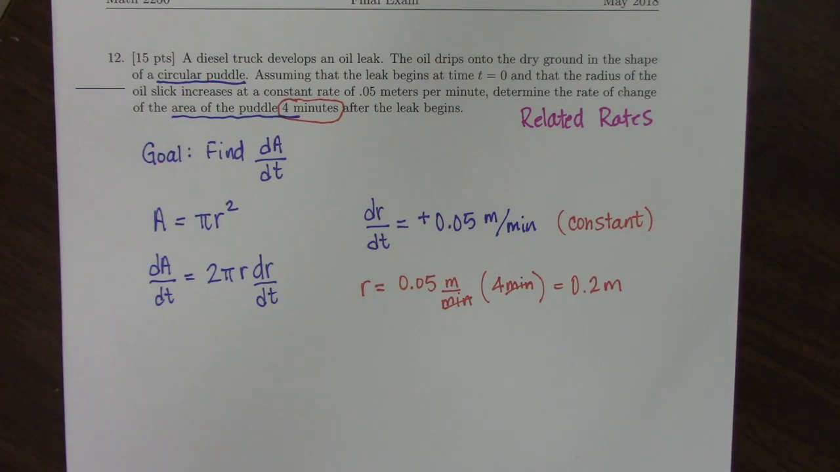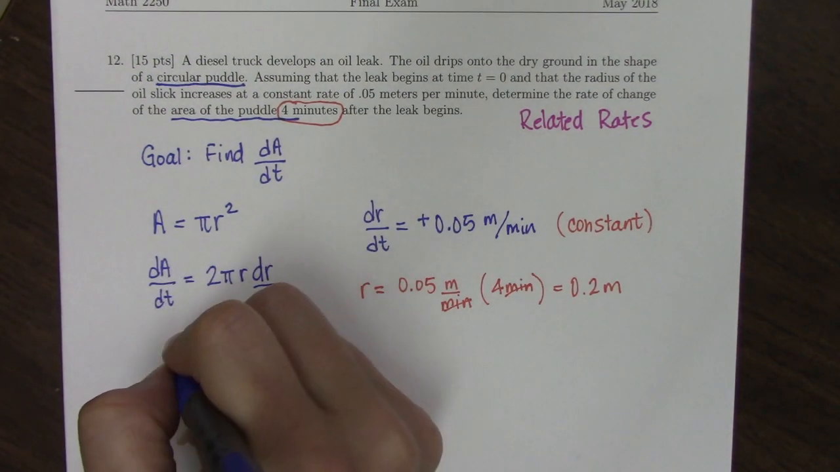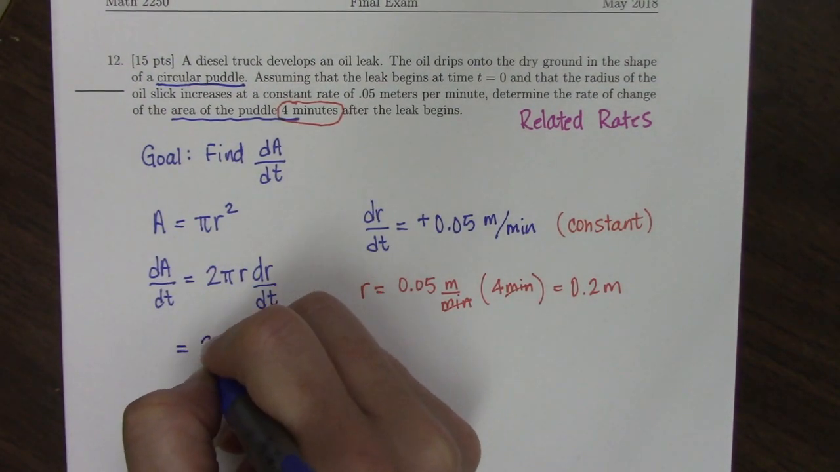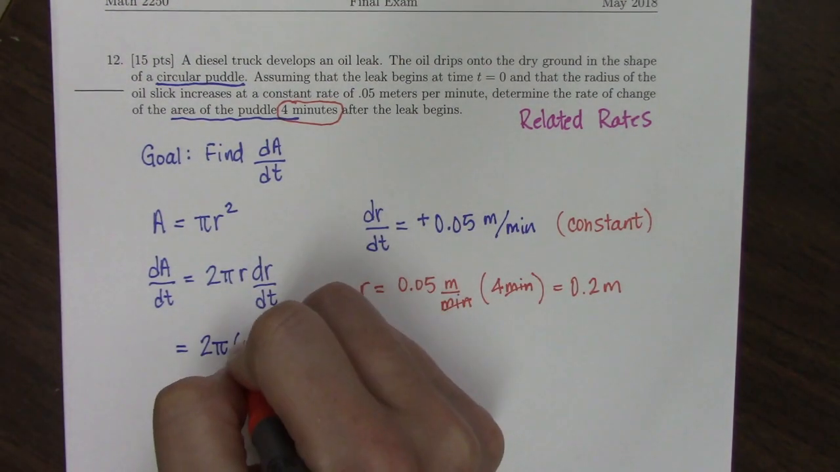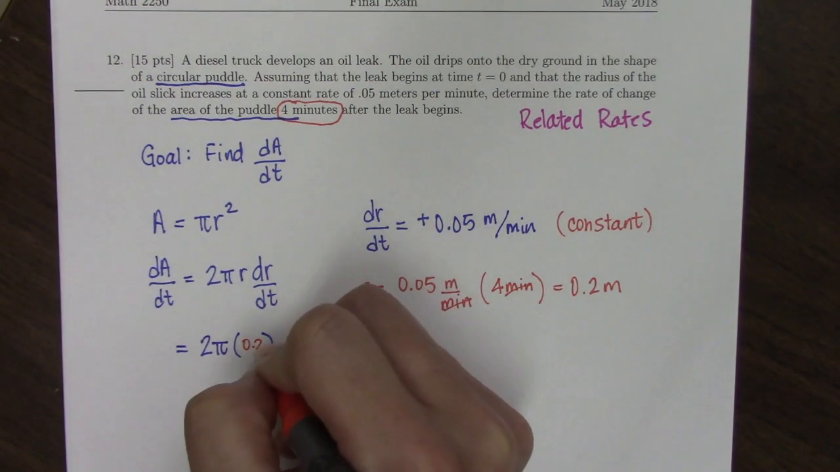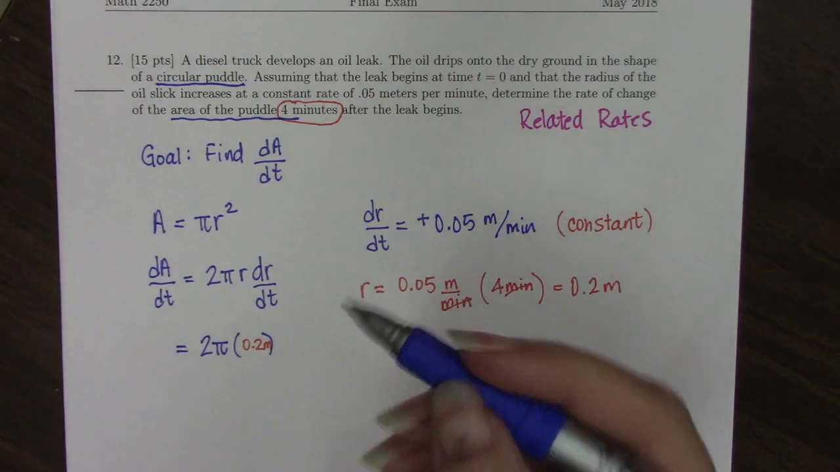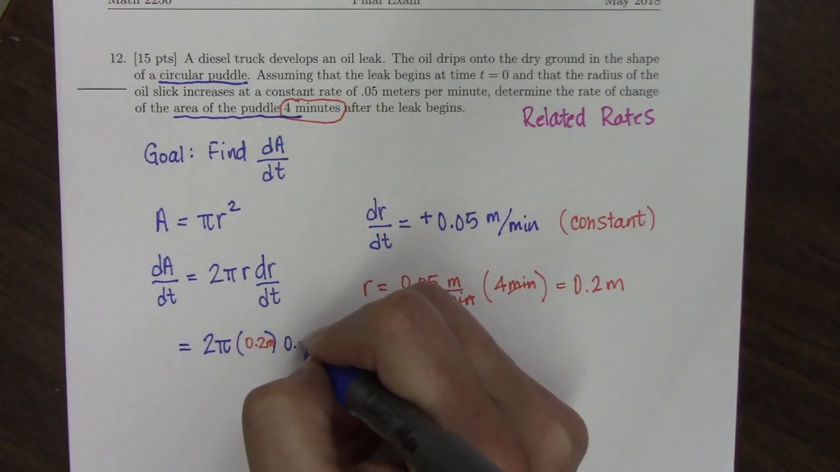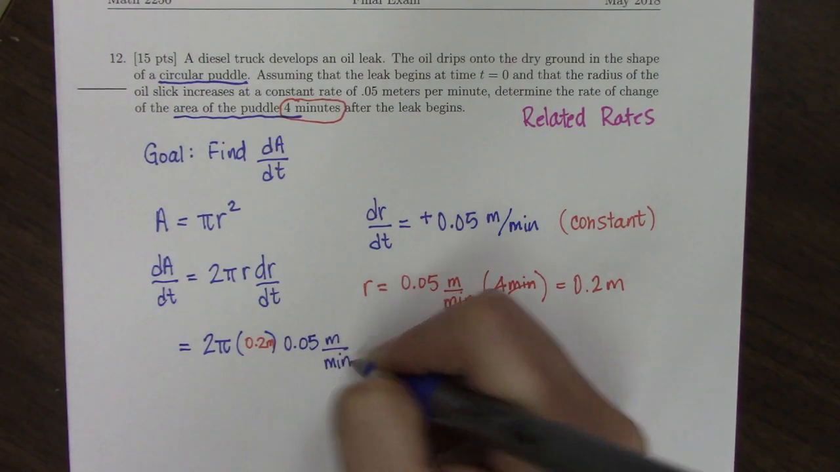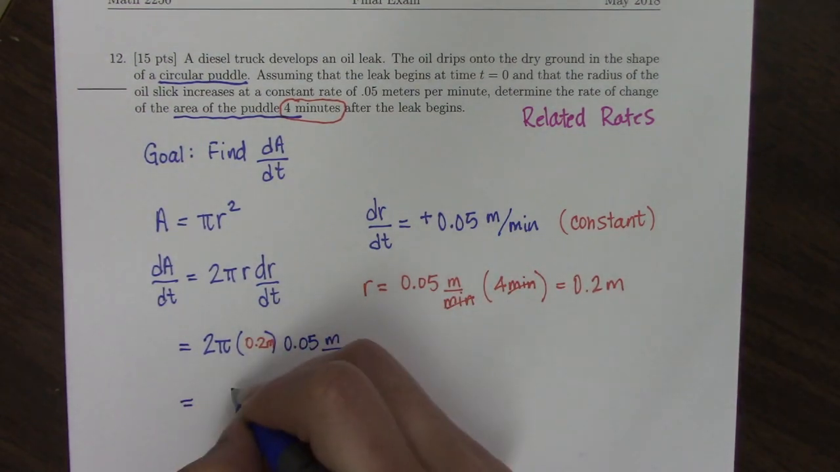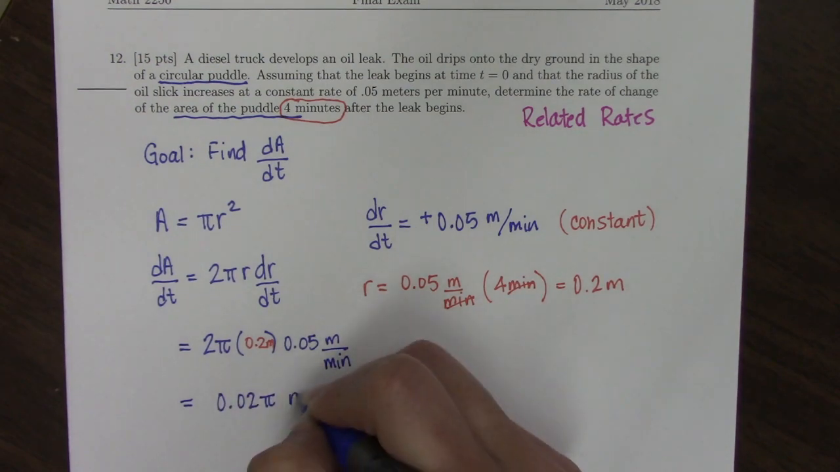So now I can go back to my function and say that dA/dt is 2 pi r, my r is 0.2 meters, times my dr/dt, which is 0.05 meters per minute, and this works out to be 0.02 pi meters squared per minute.